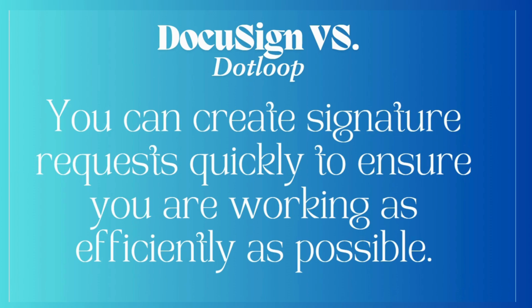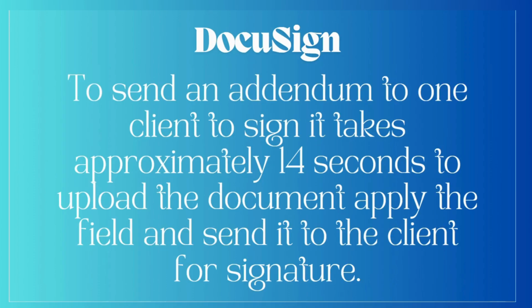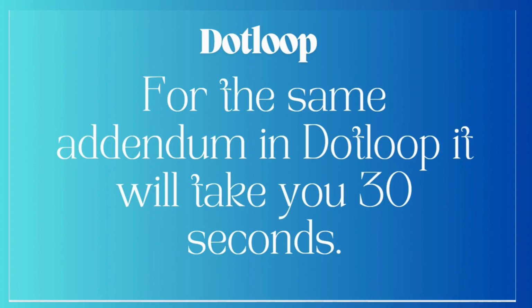Moving on to our next statement: you can create signature requests quickly to ensure you are working as efficiently as possible. In DocuSign, to send an addendum to one client to sign, it takes approximately 14 seconds to upload the document, apply the field and send it to the client for signature. And yes, I did actually calculate this myself and time myself. In Dotloop, for the same addendum, it will take you 30 seconds, which is a little over half the time that it took you to send in DocuSign.